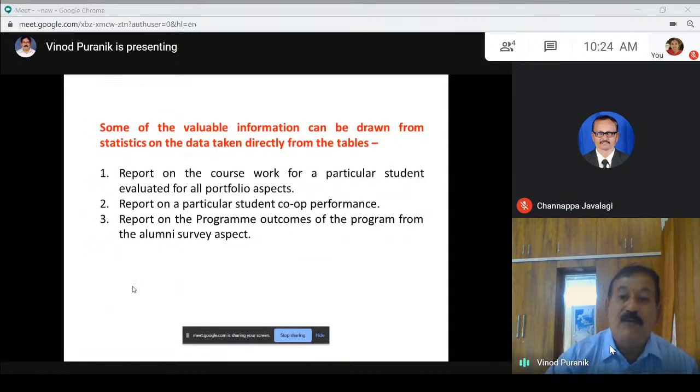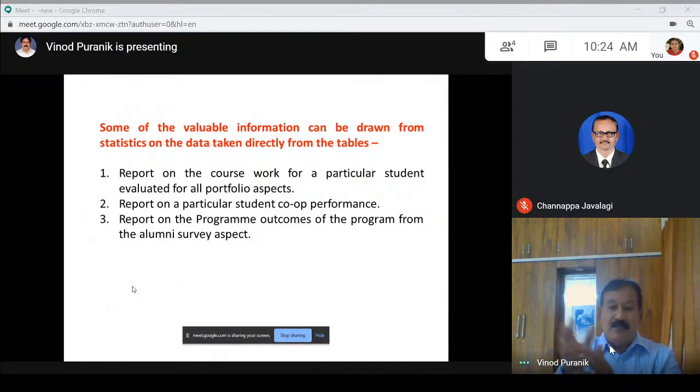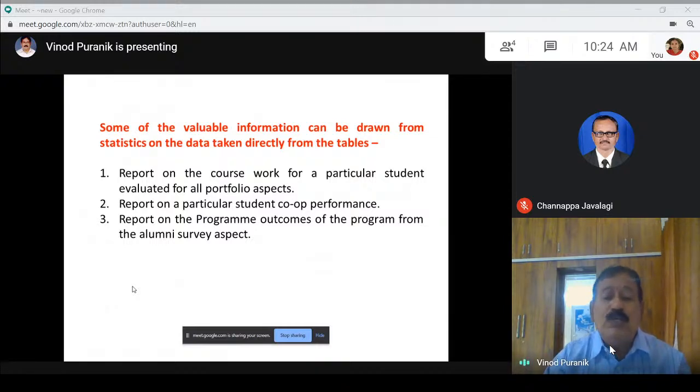Some valuable information can be drawn from the statistics on the data taken directly from some tables. I just referred to some information about that: the report on the coursework for a particular student evaluated for all portfolio aspects, a report on a particular student's co-op performance, then a report on the program outcomes from the alumni survey aspects. Those things are very important for the purpose of analysis.